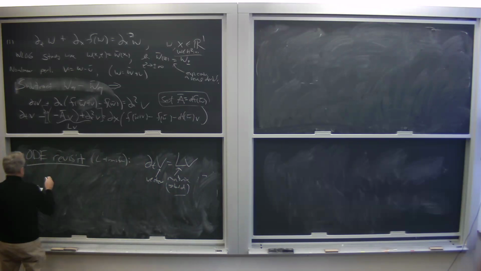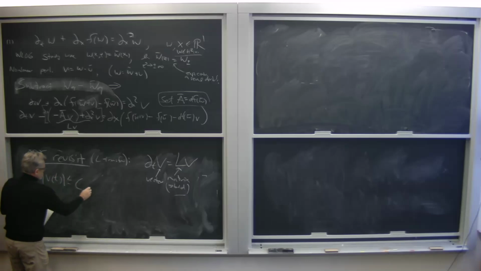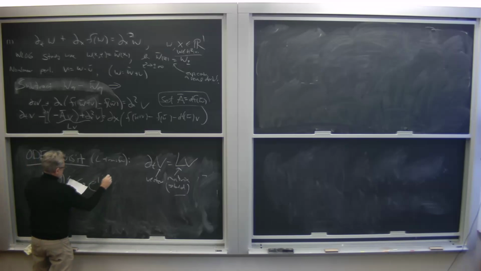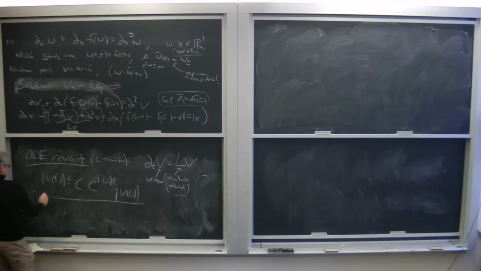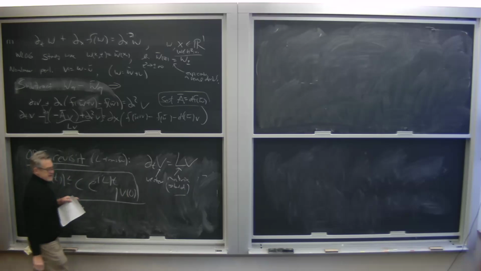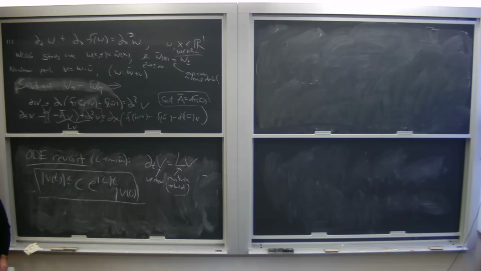So we easily find that v of t is less than or equal to a constant times e to the matrix norm of L t, times v of 0. So that's a very terrible bound, but we have a bound. And the idea is we're going to now improve this bound. But okay, this is just a starting point.